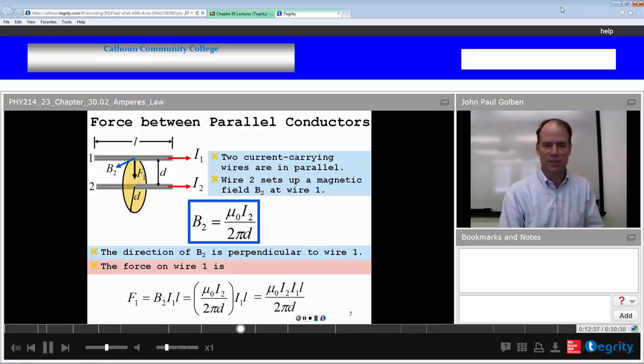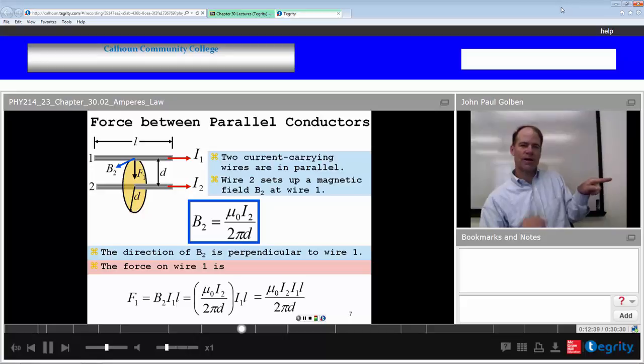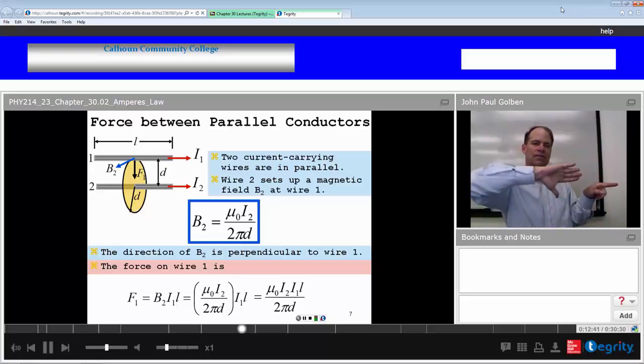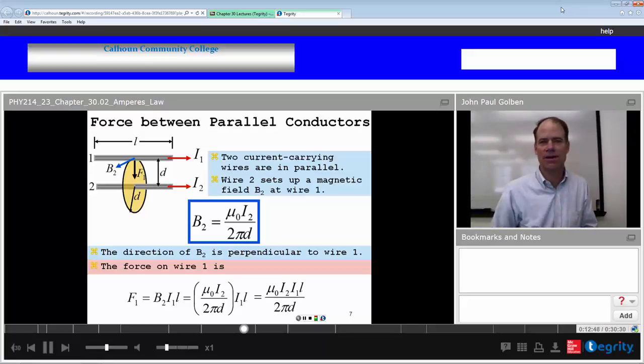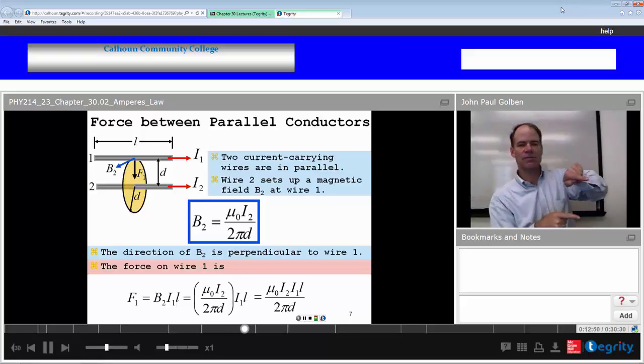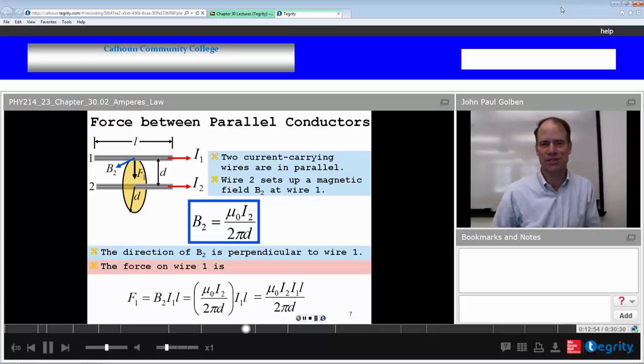What direction will this force be? If the current's going that way and the magnetic field's out of the page towards you, the force on wire number 1 is going to be down towards the other wire. So if these two are carrying currents in the same direction, wire number 1 is going to be attracted to wire number 2.